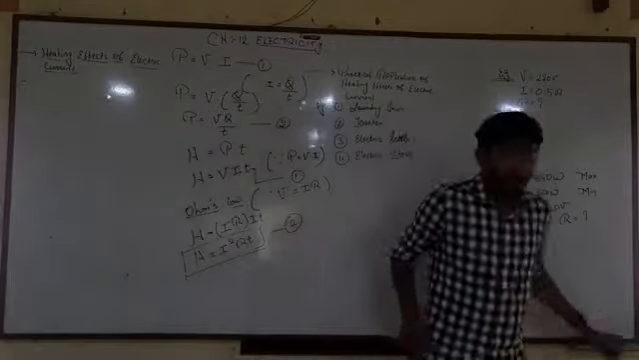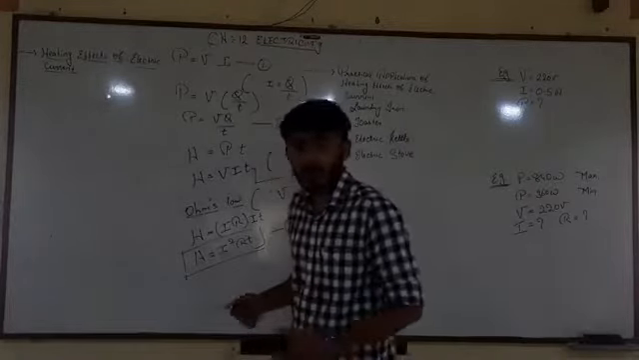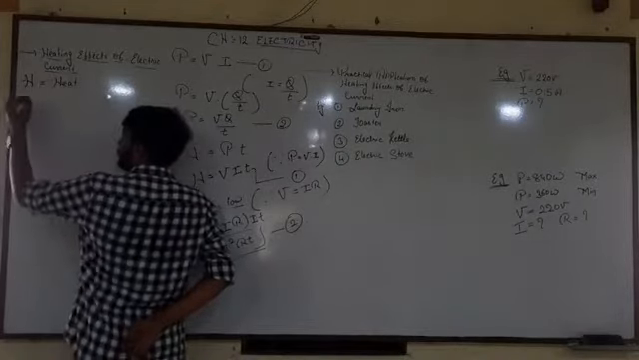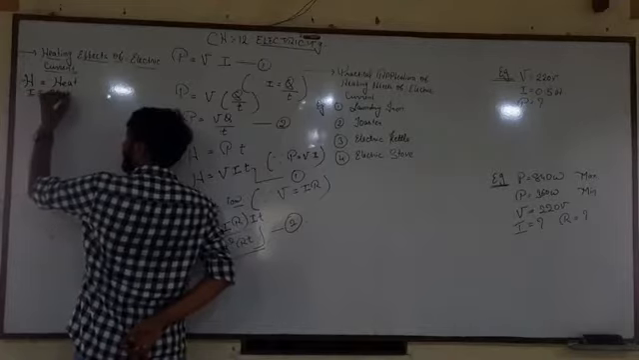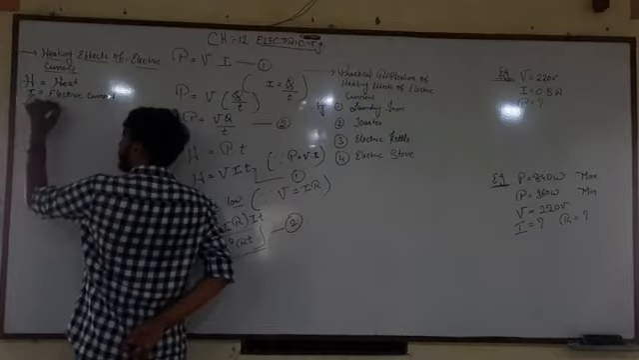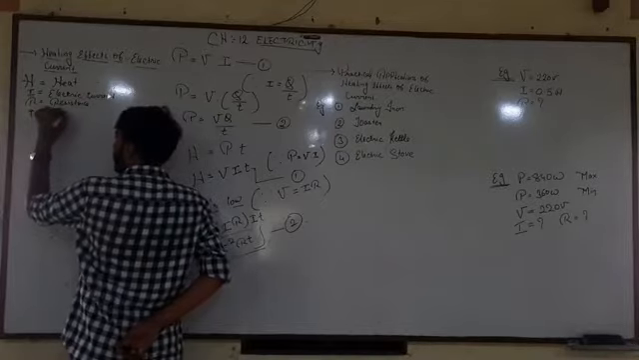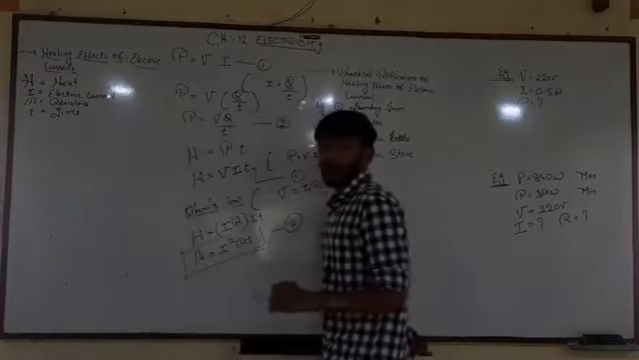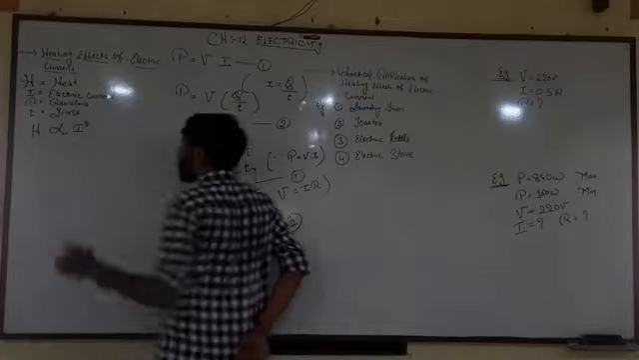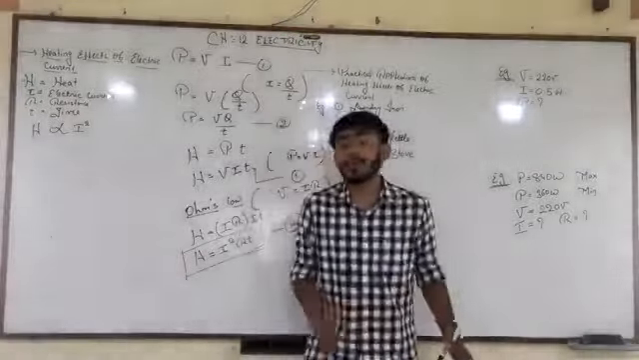Now, the next thing we see is H is equal to I square R T. Here H is heat, I stands for electric current, R is resistance, T is time. So you can see that H is directly proportional to electric current square, meaning the square of the electrical current being used is directly proportional to heat.